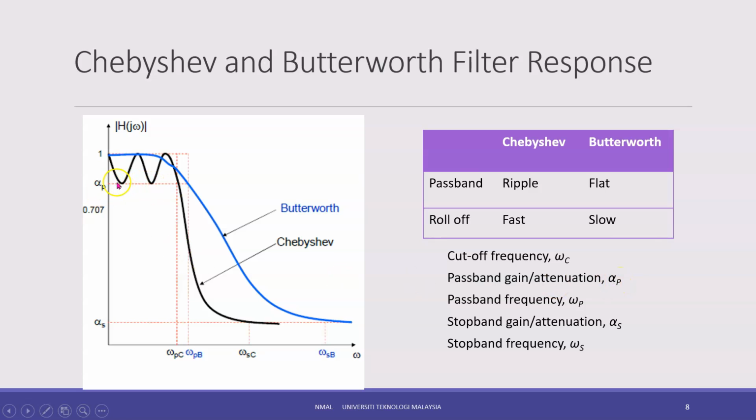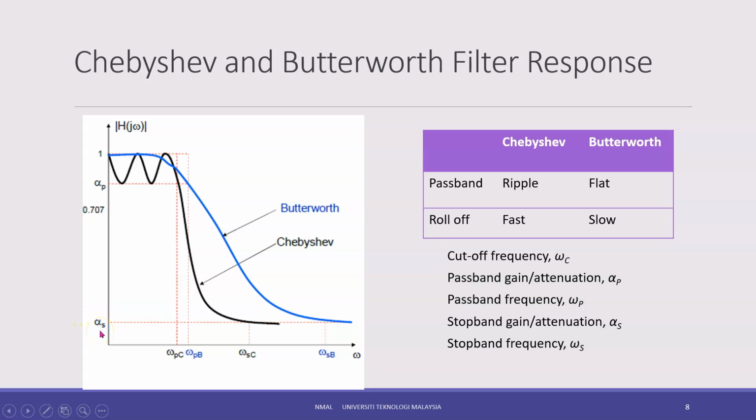So the gain of the pass band here, alpha P, will intersect this filter, and the intersection here at the frequency is called omega P, which is the pass band frequency. Okay, so omega PC here refers to the pass band frequency for the Chebyshev. Okay, and at the stop band here, we have alpha S.